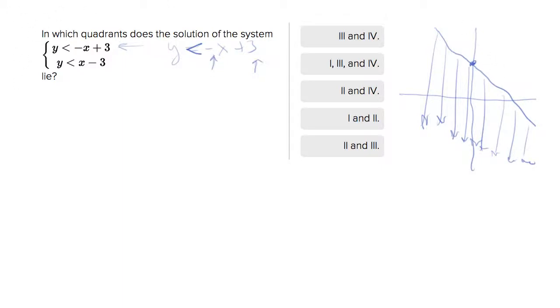Now I'm going to do the same thing with the other line. Suppose we treat this like a line, y equals x minus 3. Now we know we have a y-intercept of negative 3, and we have a positive line which goes like this. And we want y is, again, less than that. So we're going to draw everything straight down like this.